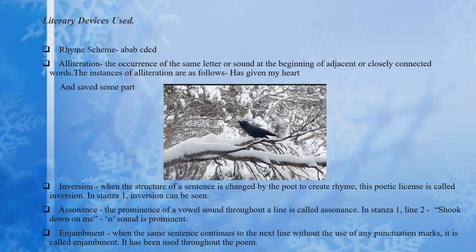Next is assonance. The prominence of a vowel sound throughout a line is called assonance. In stanza 1, line 2, shook down on me, O sound is prominent. Next is enjambment. When the same sentence continues to the next line without the use of any punctuation marks, it is called enjambment. It has been used throughout the poem.